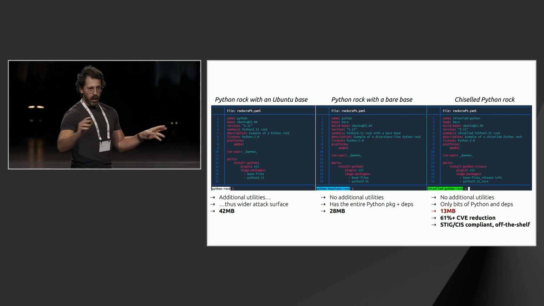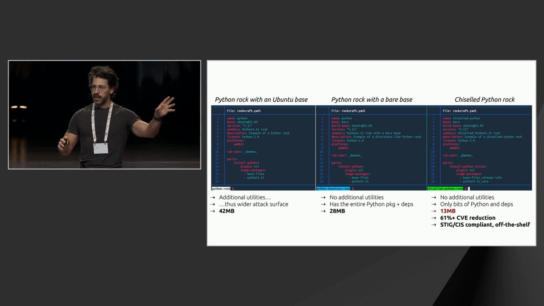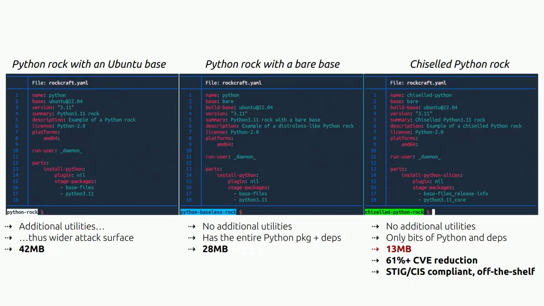So that's kind of the summary of what you just saw. Plus, on the left side, I've added another example to showcase what you would do the easy way today, which is not even starting from scratch. Start from something like Ubuntu, a proper base, and then install Python in it. This would be a rock, right? And it's 42 megabytes. That's probably the most common type of image that you would find in places like Docker Hub. The middle part there is the example we had on the left in the previous demo. That is the bare base, so it's a sort of distroless-like rock with Python 3.11, 28 megabytes. We saw that. And then finally, the chiseled rock, right, with just a core slice of Python.